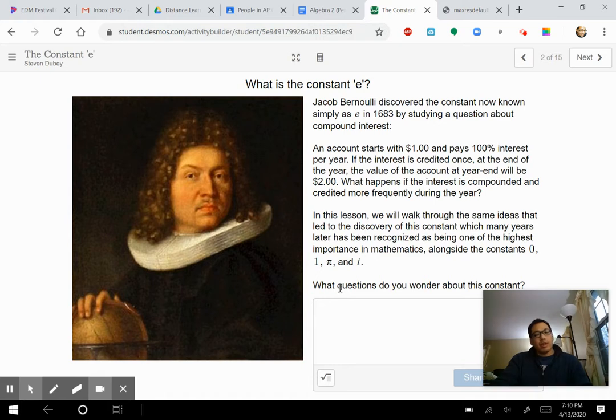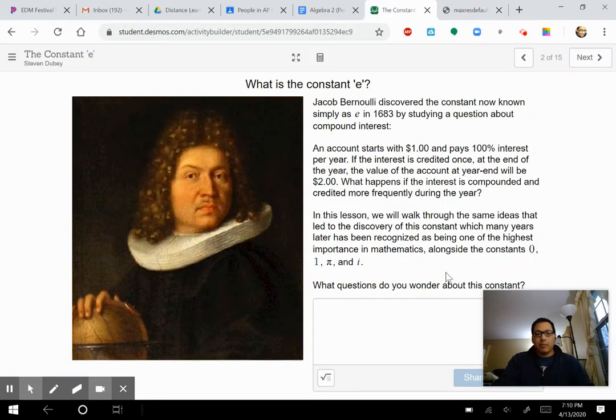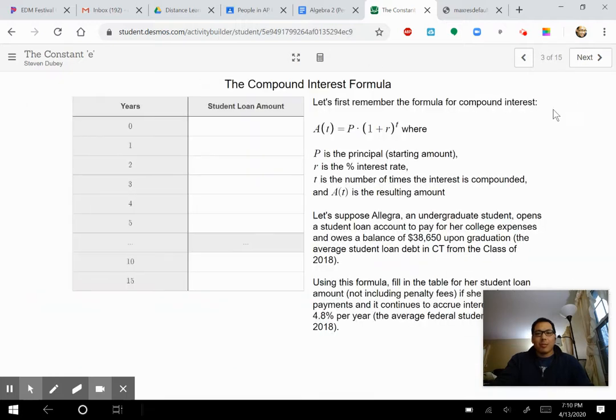Maybe pause for a minute and think, what questions do you have, or what do you wonder about this constant? I'll put on my first pause screen and take a minute and let me know what you think. Okay, so hopefully you wrote some kind of question about it here, or maybe even it's just like, what's up with this dude's hair? But hopefully you had maybe some thoughts like, what the heck have we been learning about? I'll go on to the next screen here.